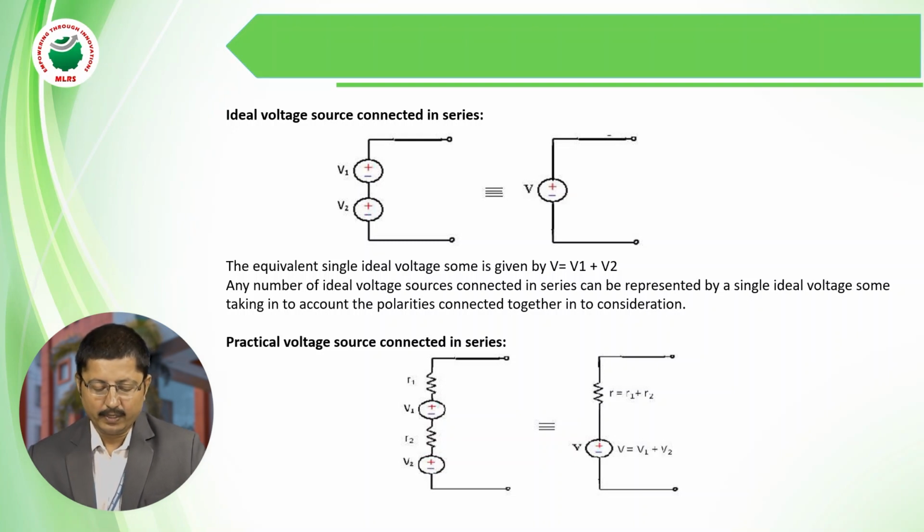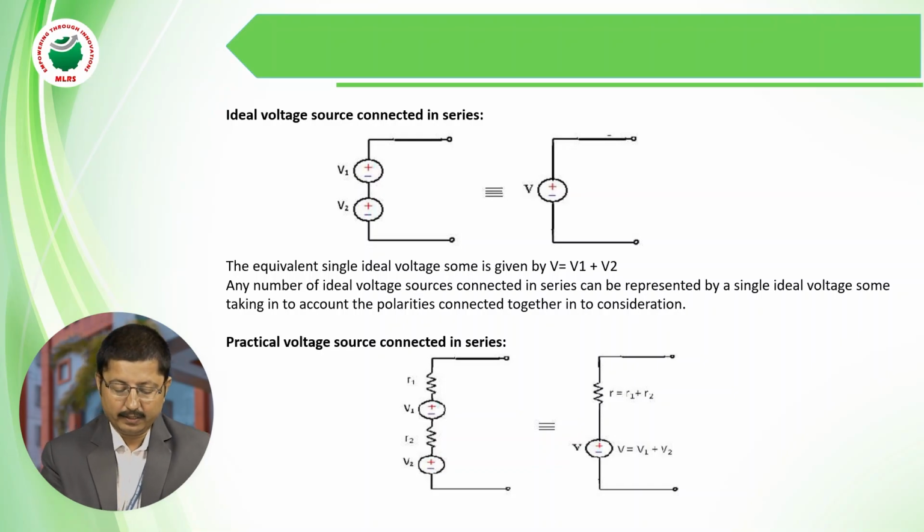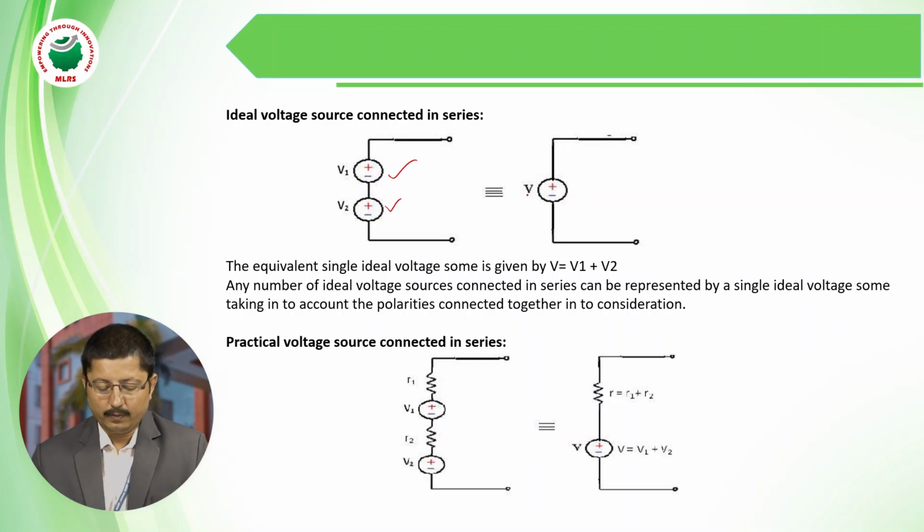First one, ideal voltage sources connected in series. We can see that if two voltage sources are connected in series, then the total voltage is equal to V1 plus V2.